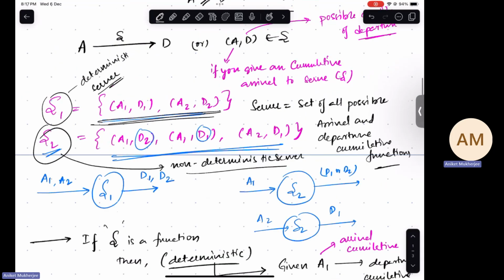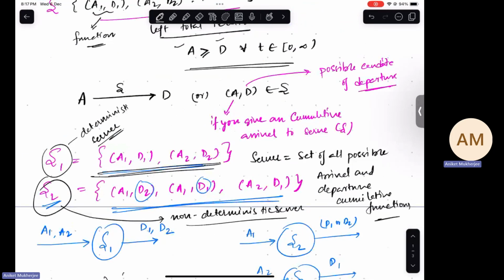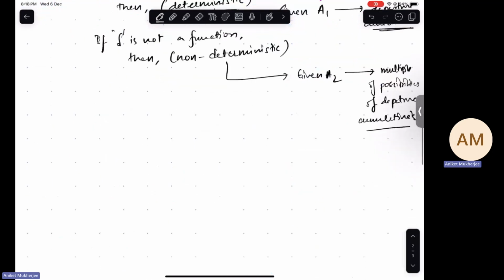Okay, so now this is the mathematical model that we are trying to define a server. Now, in real life, the server could be anything. It could be a single network element, some switch, some router, or the whole network itself. You give some arrival cumulative function, you have a black box, and it will give you the departure cumulative function. The server is the set of all possible arrivals and departure cumulative functions.